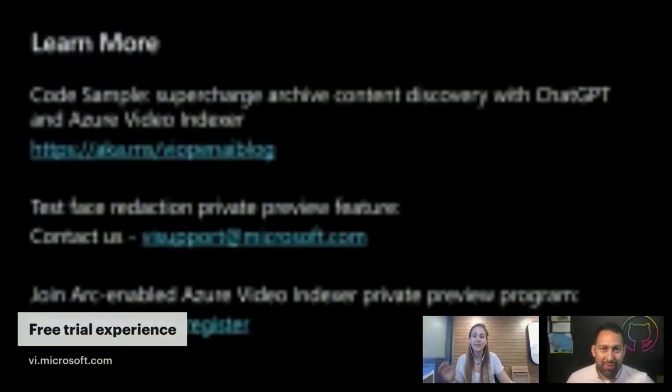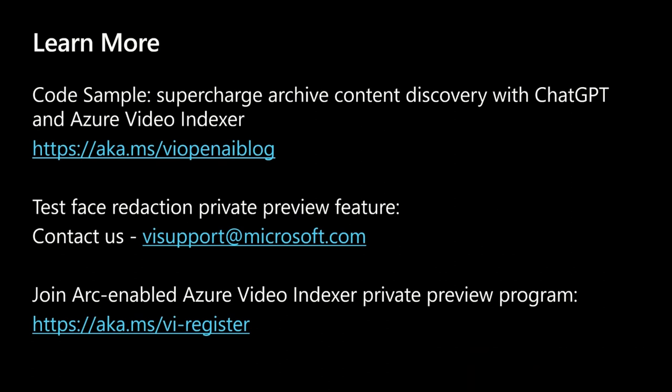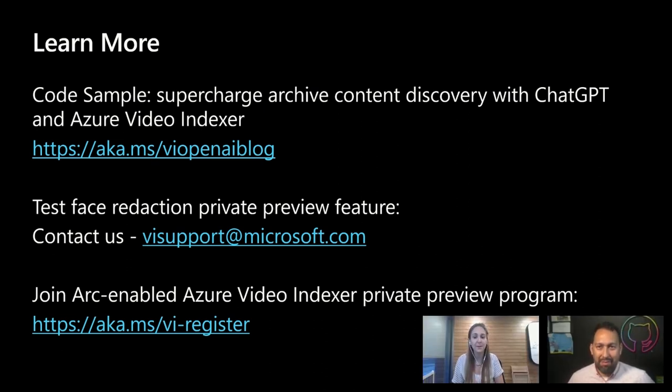Basically, there is one click to go to the Video Indexer trial account. You can see all those goodies that I've presented in the trial account. Specifically for the private previews that I've mentioned, you need to reach out. So let me just make a quick recap. The code sample is available for everybody. There is this blog that I've put here. Then the face redaction or the Arc-enabled Video Indexer private preview, both you need to reach out to this email address or to submit a form with all the information, and then we will enable your subscription and you can work with us and share your feedback.